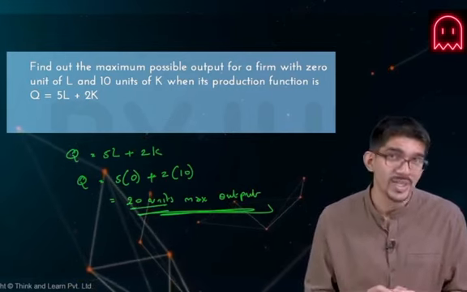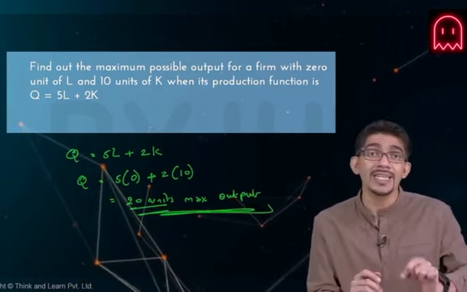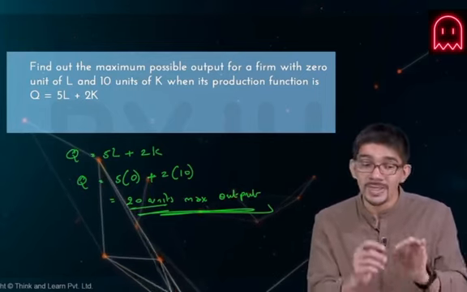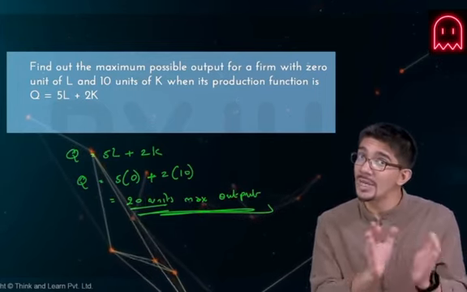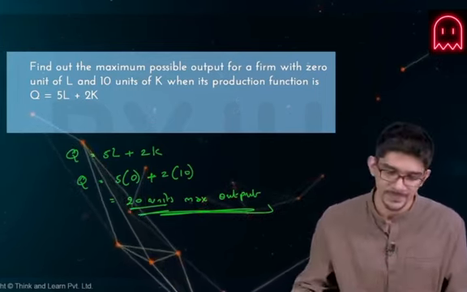That's the production function. So the earlier production function showed us that if L is 0, the whole thing becomes 0. But here, because it's additive in nature, even though L is 0, production is still happening. With that, we conclude our problems for this chapter as well.